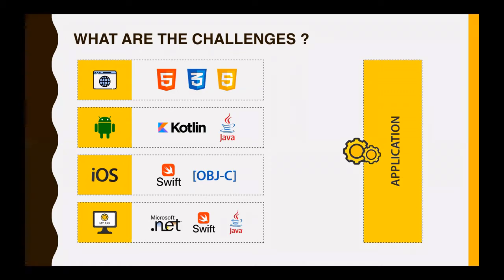The challenge here is that when we build for the web, we have to use HTML, CSS, and JavaScript. When we build for Android, we have to use Kotlin or Java. For iOS, we use Swift or Objective-C, and for desktop, we use .NET, Swift, or Java in frameworks like WPF, Cocoa, and Swing.